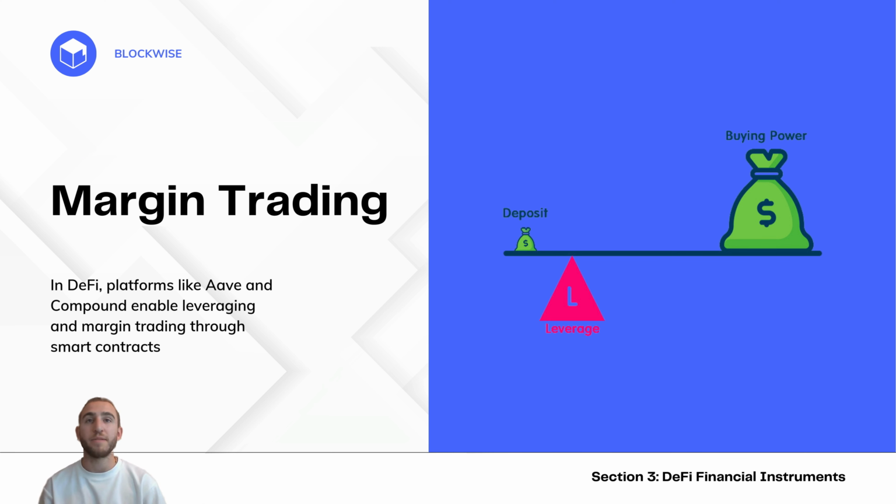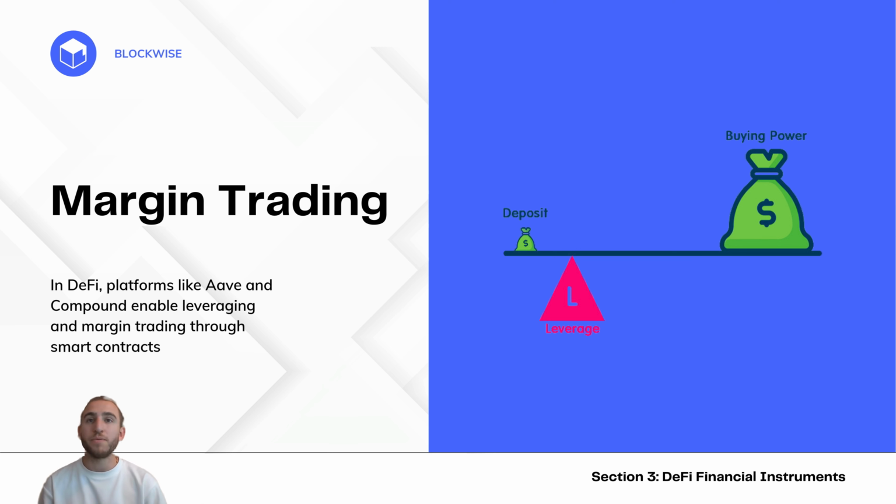The borrowed funds can then be used to buy more of the collateral or other assets, effectively increasing your exposure. If the value of the collateral falls below a certain threshold, the smart contract will automatically liquidate the collateral to repay the loan. This helps manage risk, but can lead to losses if the market moves against you.